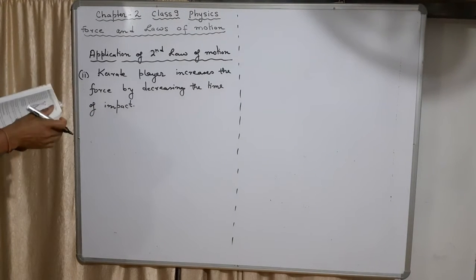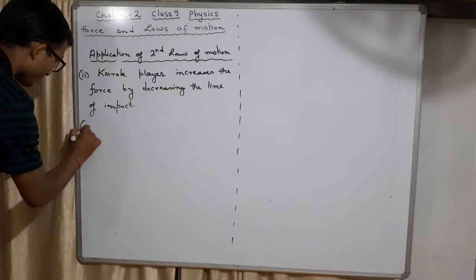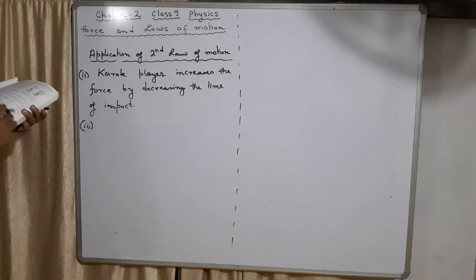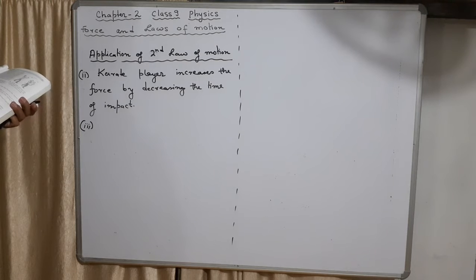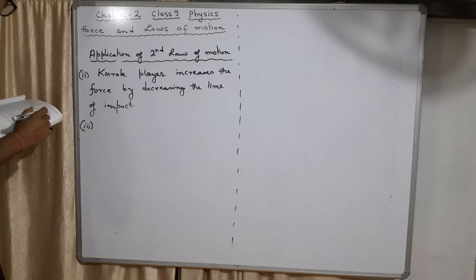This is also the balancing between force and time, and that is what the second law of motion is. Similarly, the third application given in the textbook is that an athlete runs some distance before taking a long jump, because this forward momentum may help him to jump longer.